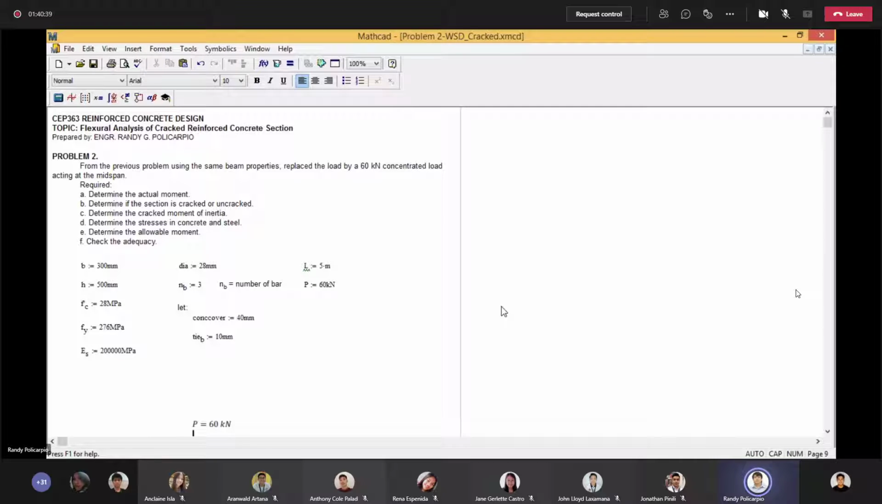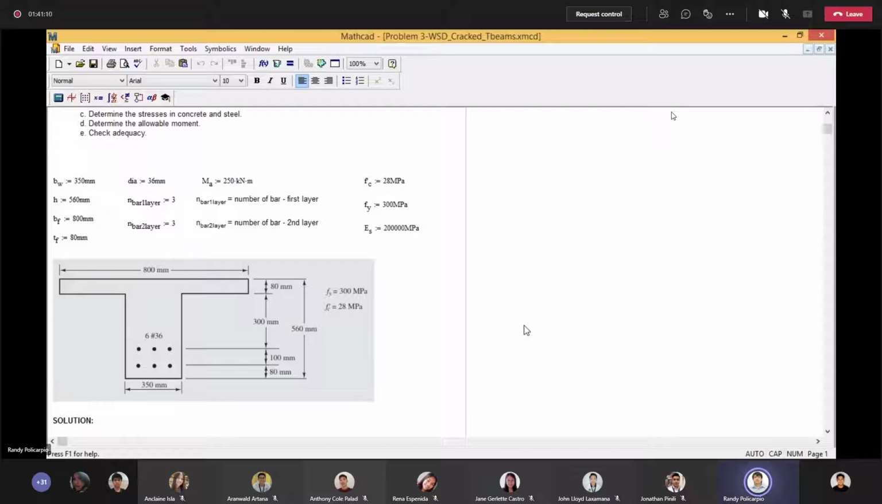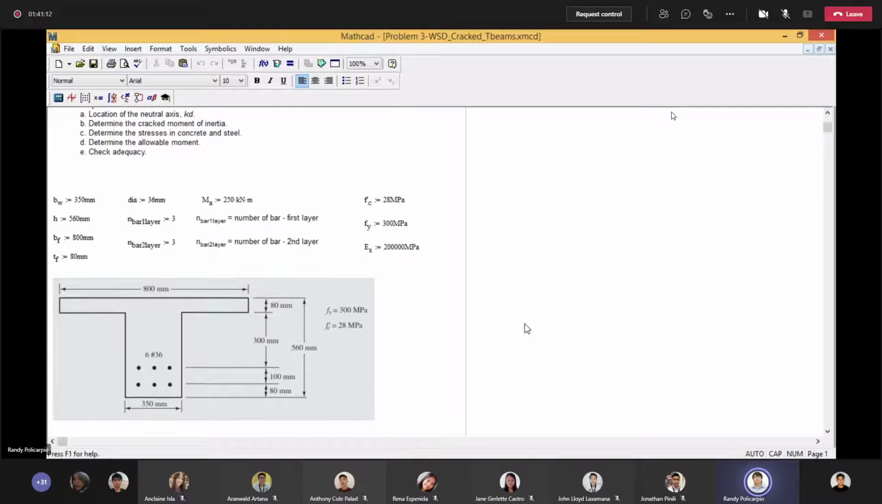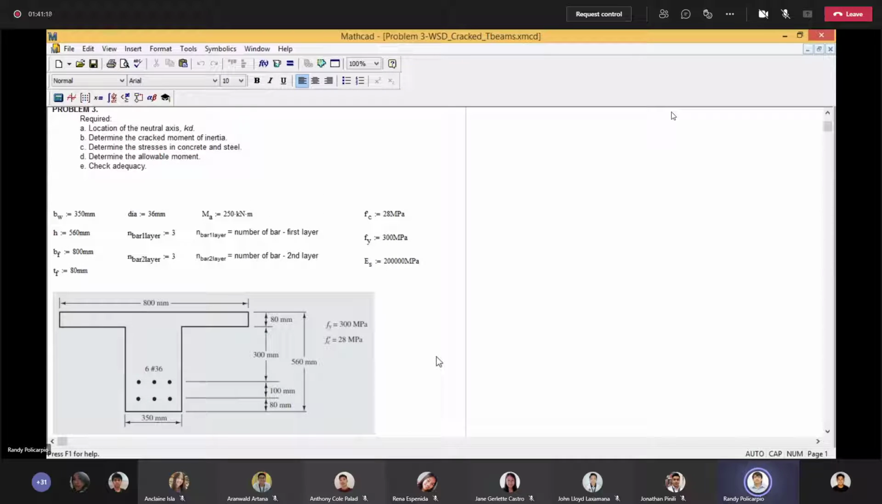Yung next problem na ipipresent ko, I'm going to present a T section, no? T section. Okay, so ito yung next problem natin. Nakikita na ba yung problem number 3? Okay, so yung problem number 3 natin, our section is a T section. T beams ka natin, no?